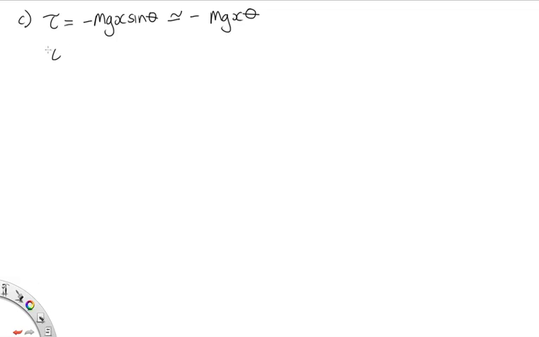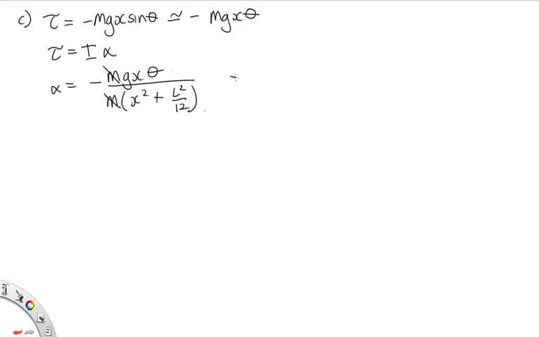Now Newton's second law for rotation tells us that the torque is also equal to the moment of inertia times alpha, and we derived an expression for the moment of inertia in part B. So alpha is equal to minus mgx theta over I, where I is given by m(x squared plus L squared over 12). Okay, cancel the m's and we have alpha is equal to minus gx theta over (x squared plus L squared over 12).